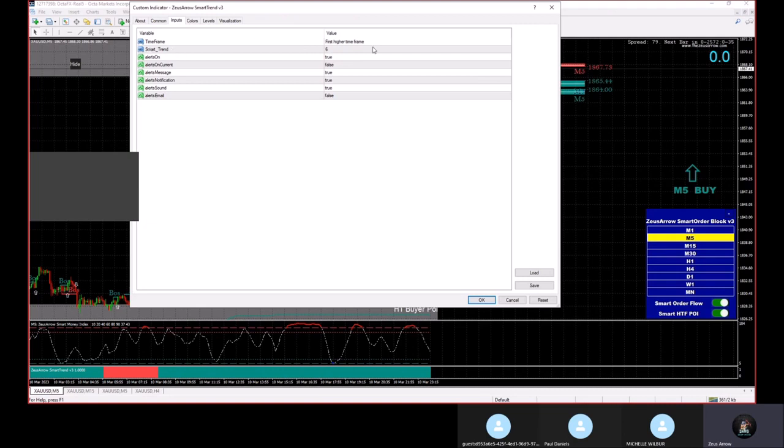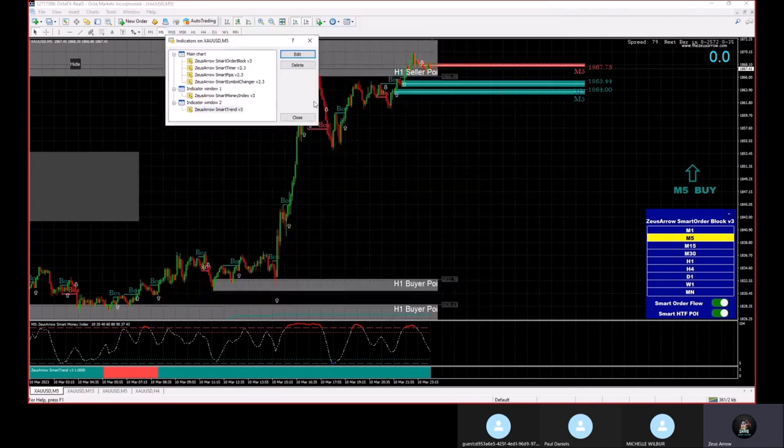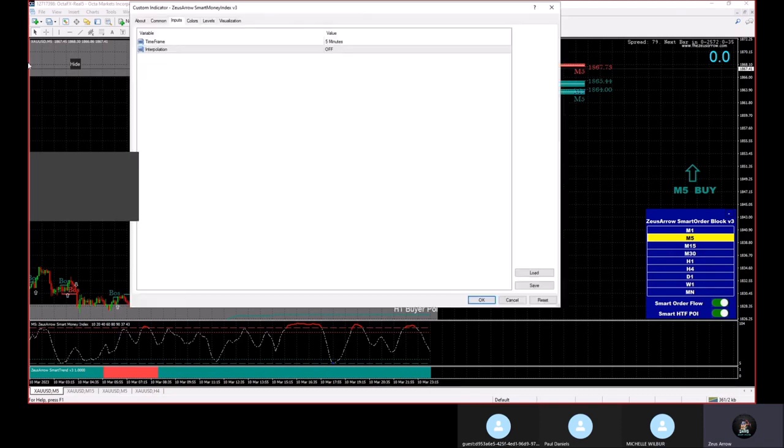Make sure that the time frame is set to the first higher time frame, and the smart trend value should be 6. By default, if you apply the template, you will get the same settings that I'm using here. So we do not need to change. In case you find any difference, then you can change it to match mine.